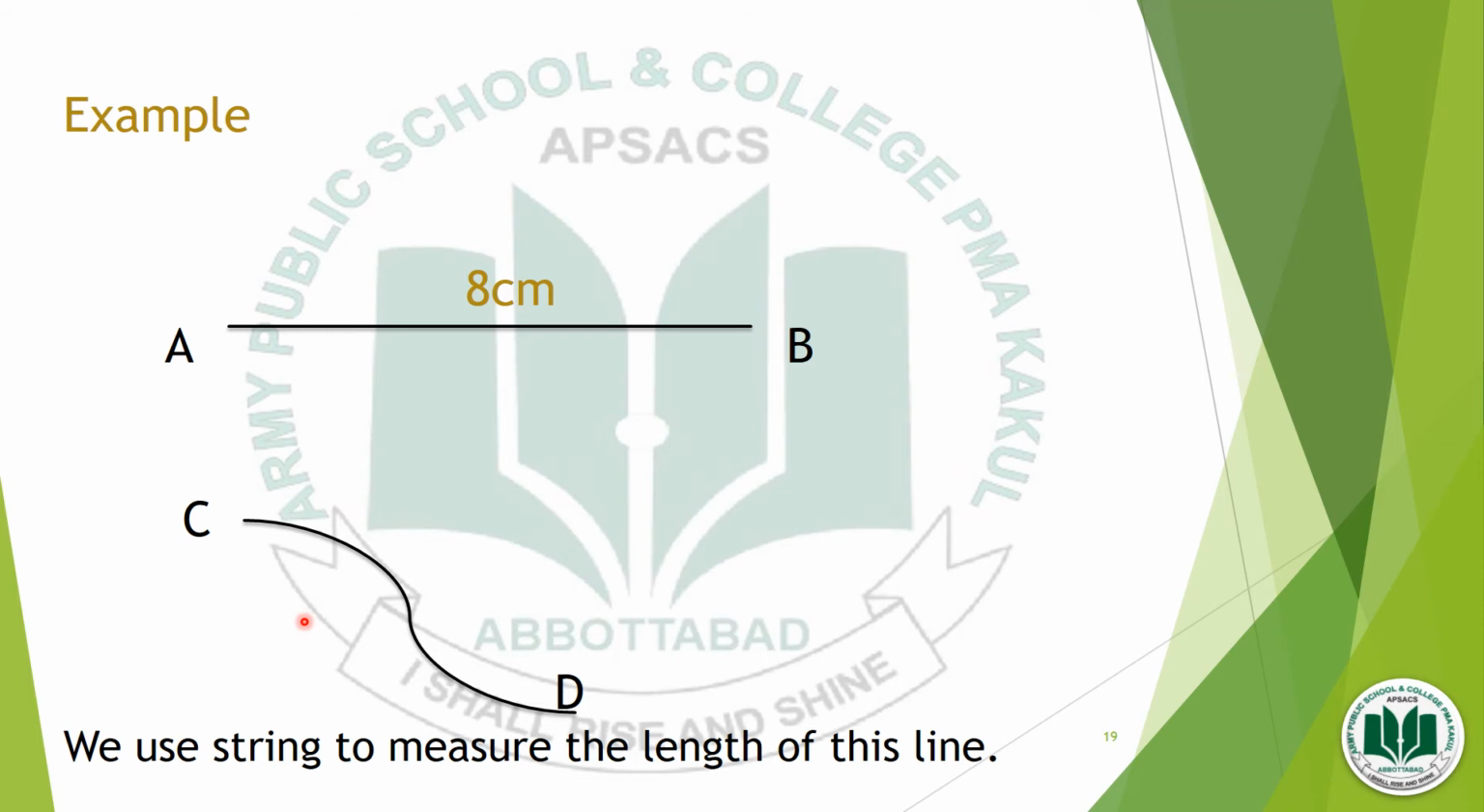So for measuring the length of CD, we will use a string. This is a new method for you, how we can measure the length of any line that is not straight. If the line is not straight, we will use a string. Put the string on line CD and then straighten the string and measure the length of that string with the help of scale. In this way, we will measure the length of any line that is not straight.